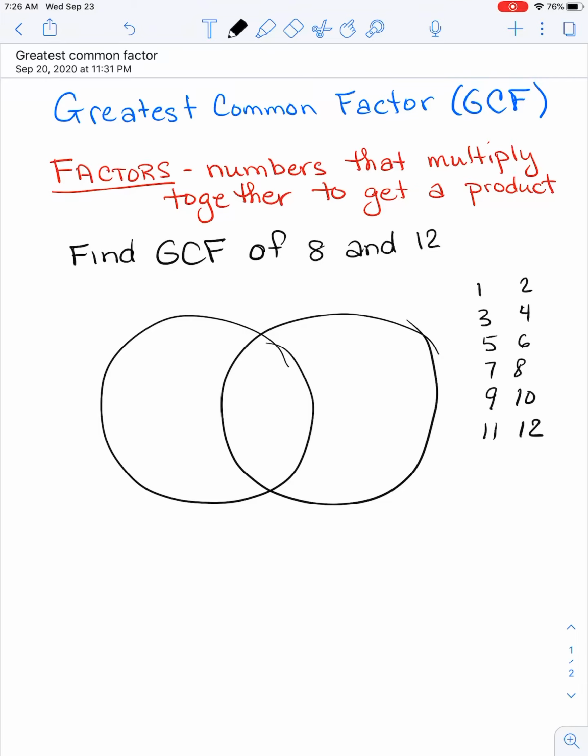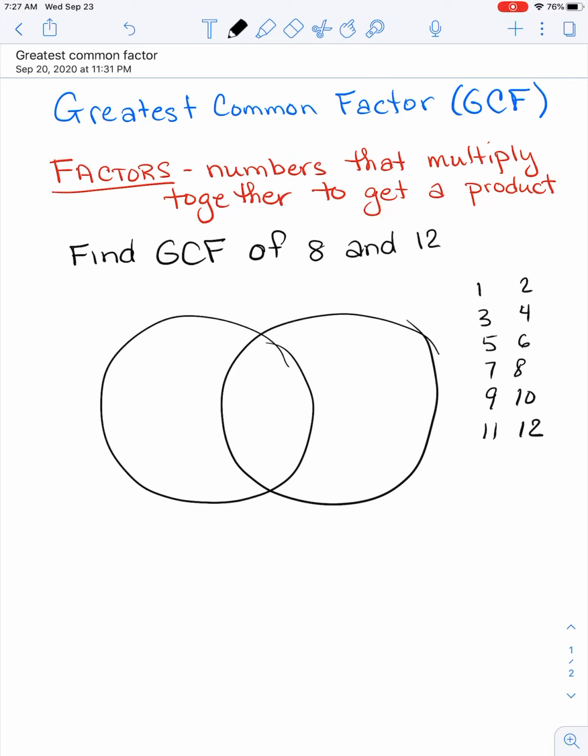We know what factors are. Factors are numbers that multiply together to get a product. But factors in and of themselves aren't really important. They are only important when we talk about something called the greatest common factor, or the GCF. And GCF is very powerful. It's going to help us with a lot of things.